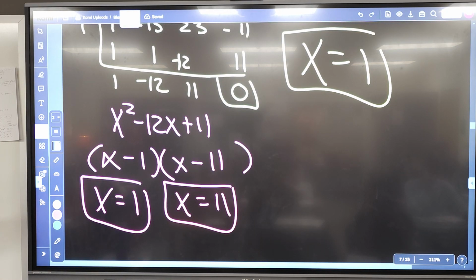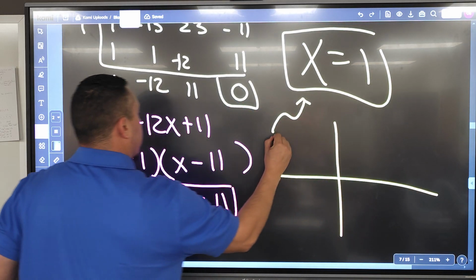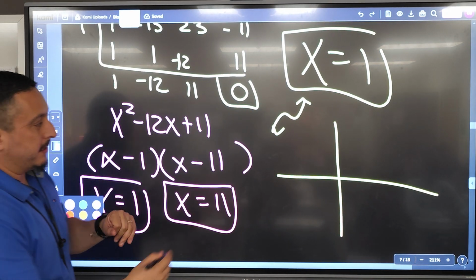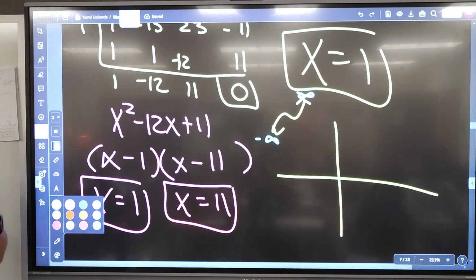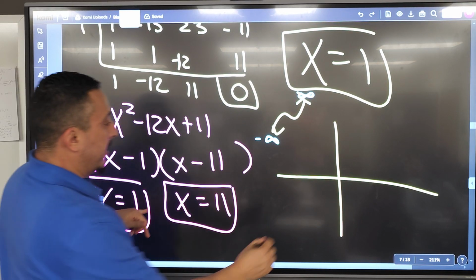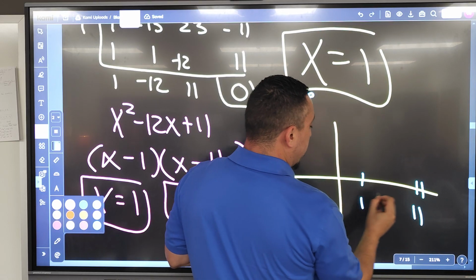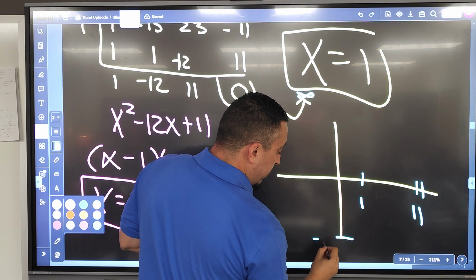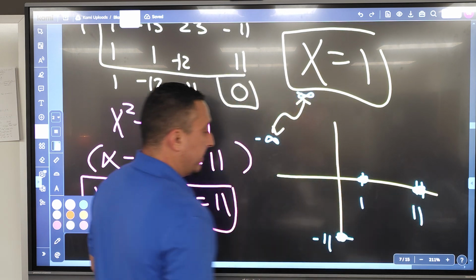And this was a positive odd function, if I recall. So it's going to look like this. I'm not stressing end behavior and all that, but all that will come together, the whole package. 1 and 11. What's my y-intercept on this one? Negative 11. Yeah, it's odd. So let's see if we can fit this shape to this.